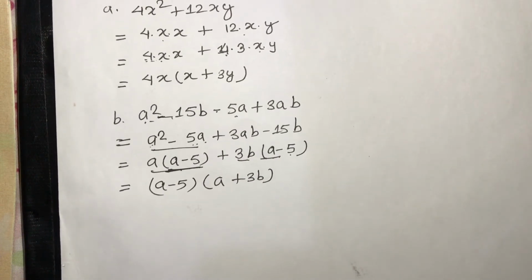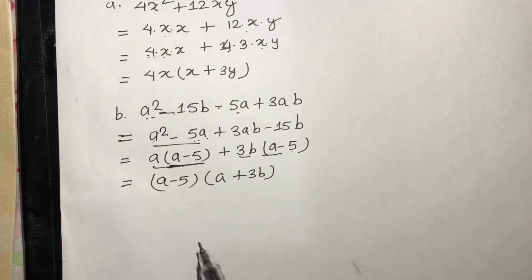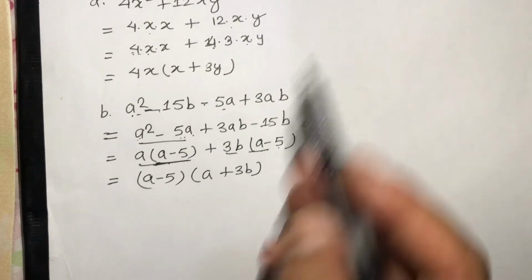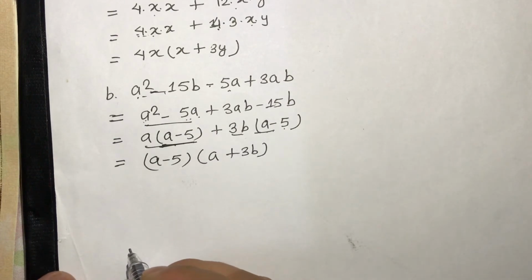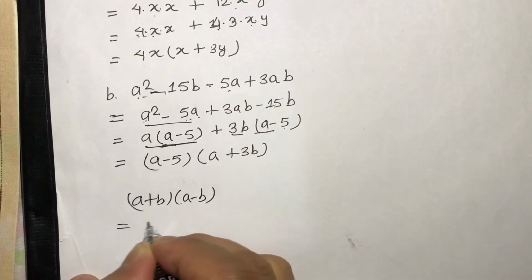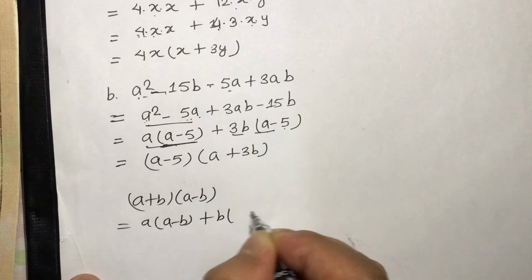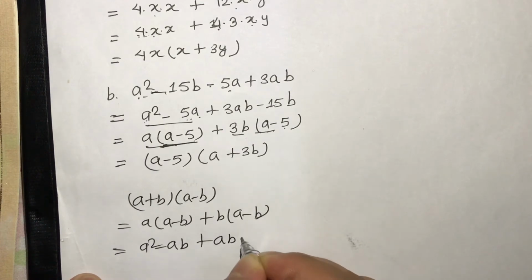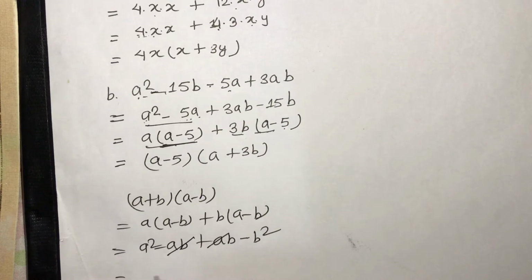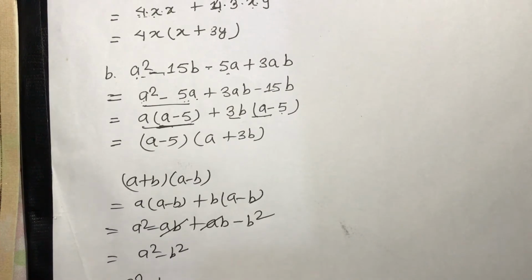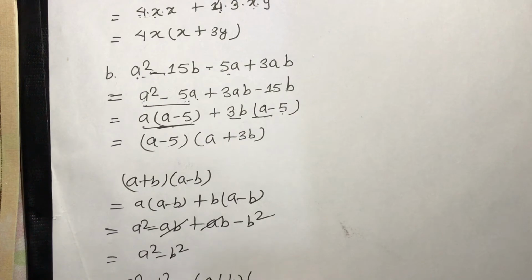Another method is by using the formula for a square minus b square. Let me first find out how a square minus b square is obtained. This is called the factorization of the difference of two squares. Here a plus b and a minus b. If we multiply, it becomes a square minus ab plus ab minus b square, so a square minus b square. So a square minus b square equals a plus b times a minus b.